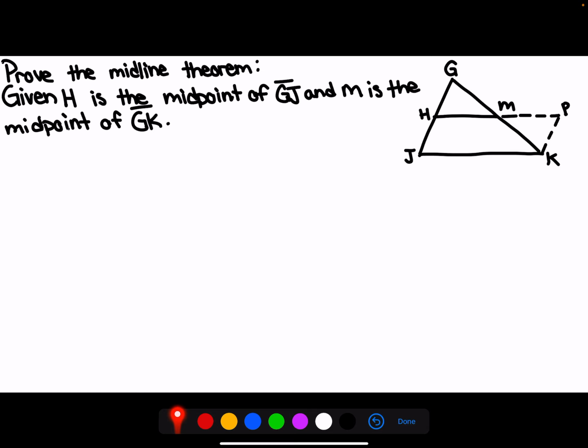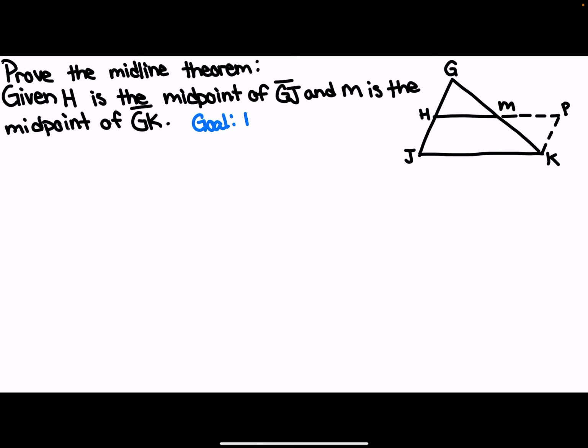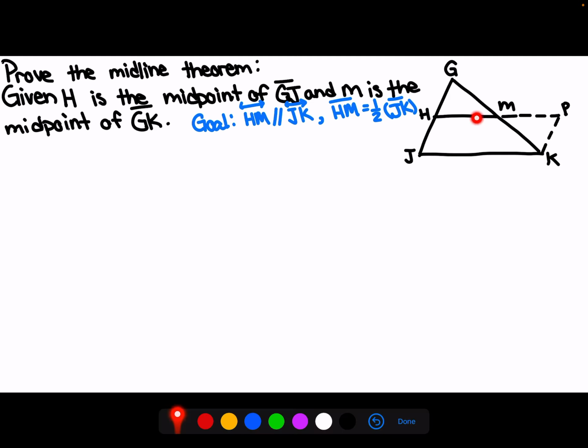Prove the midline theorem. We're given that H is the midpoint of GJ and M is the midpoint of GK. Now, if we're proving the midline theorem, we need to hit two goals. First, we need to prove that HM is parallel to JK. So these two lines need to be parallel. And then HM needs to be half of JK. If we can prove all that, then we're good to go.